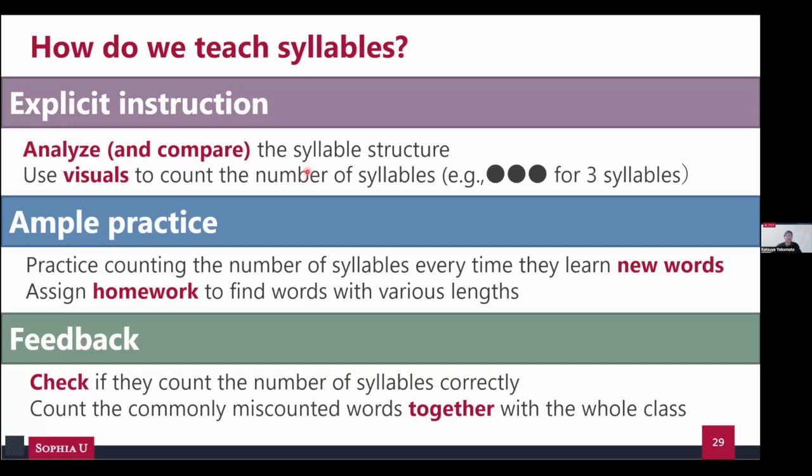For example, the word structure has a kind of complicated syllable structure, but Japanese people say sutorakucha. It's very easy for them to pronounce in the Japanese way. And please use visuals to count the number of syllables. For example, structure has two syllables, so you just draw two dots to show there are two syllables there.